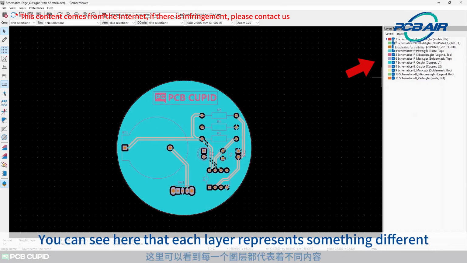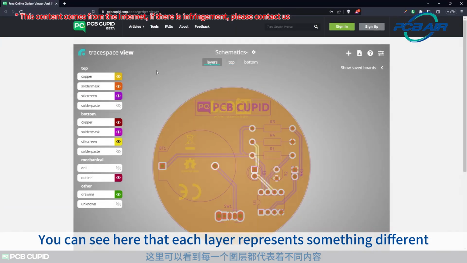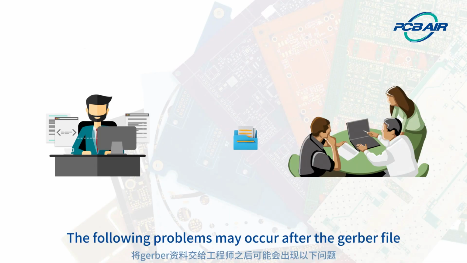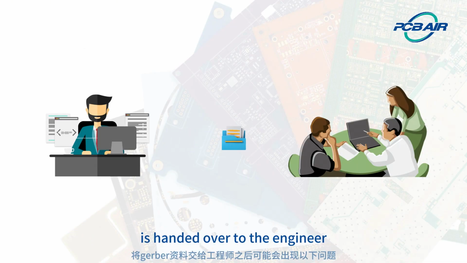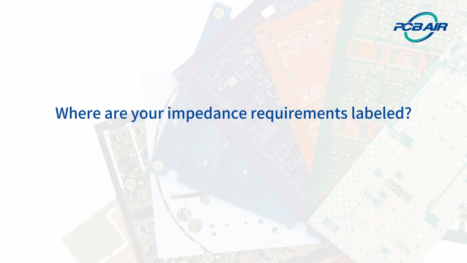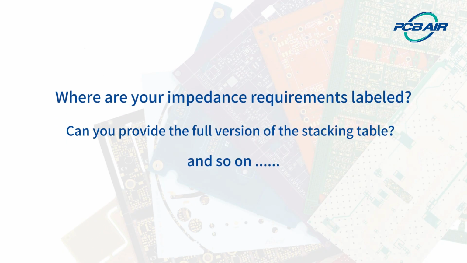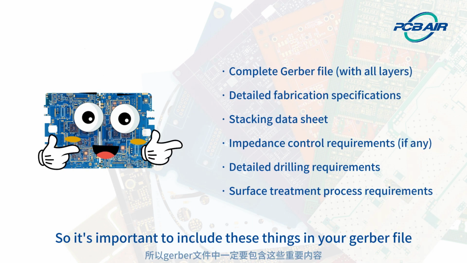You can see here that each layer represents something different. The following problems may occur after the Gerber data is handed over to the engineer. So it's important to include these things in your Gerber file.